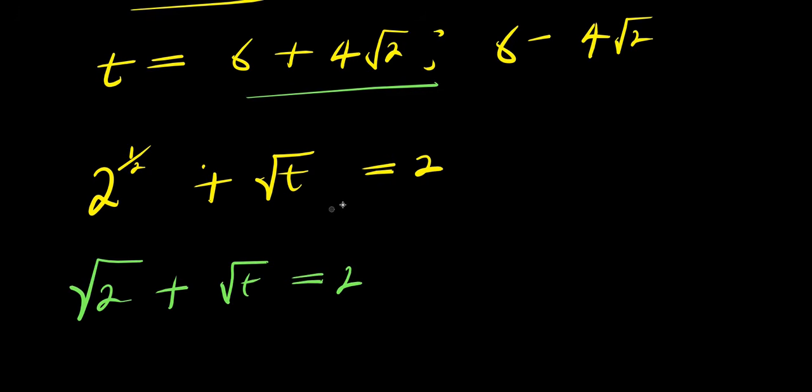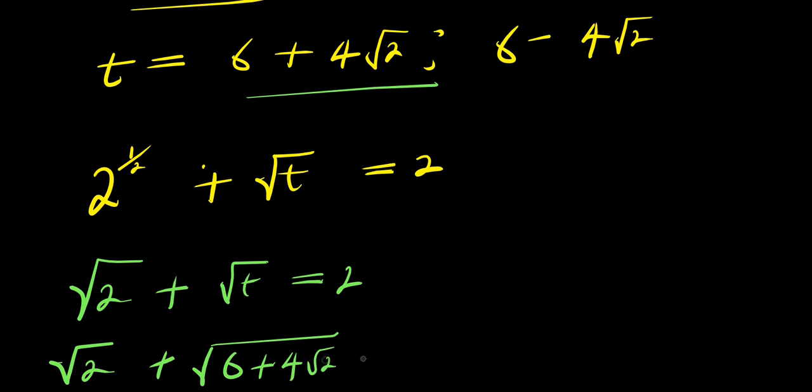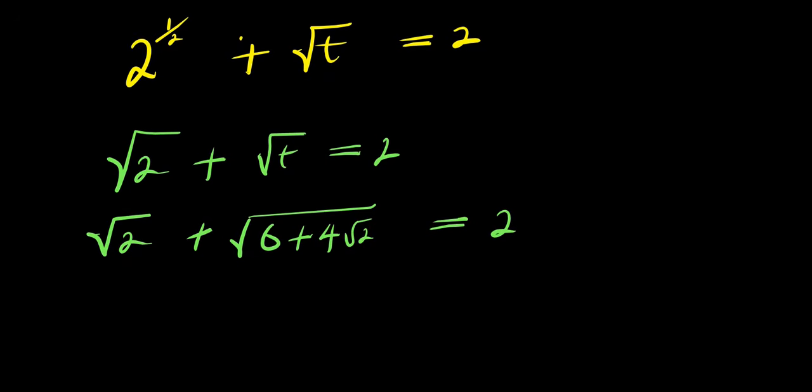Let's substitute that for t. For t, you are going to have square root of 2 plus square root of 6 plus 4 root 2 equals 2. So at this particular point, we need to find what is the square root of 2.